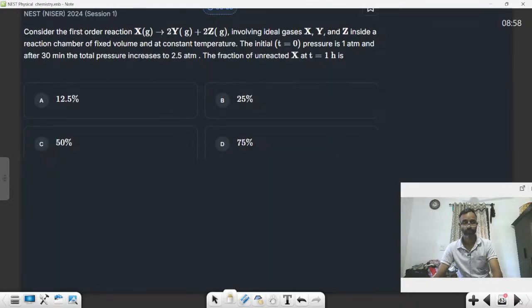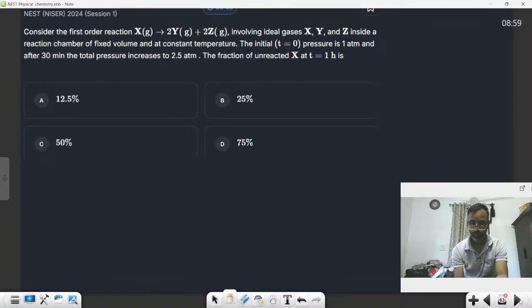Consider the first order reaction, X gas to 2Y gas plus 2Z gas, involving ideal gases X, Y and Z inside a reaction chamber of fixed volume and at constant temperature. Initially at time 0, pressure is 1 atmosphere, and after 30 minutes, total pressure increases to 2.5 atmosphere. So what is the fraction of unreacted X at time t equal to 1 hour?